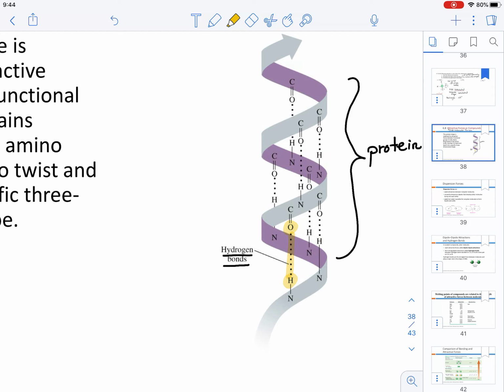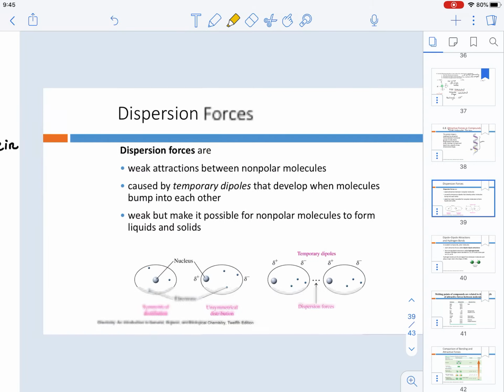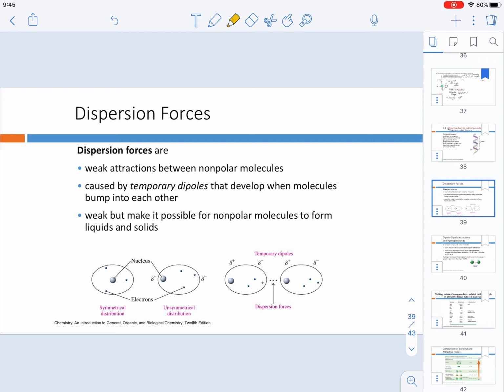So now we're going to be discussing the three different types of attractive forces or intermolecular forces that happen specifically in covalent molecules. The first one that we're going to discuss is dispersion forces. Understand that these are the weakest out of the three. This weak attraction happens between non-polar molecules. I should specify that and make it clear.